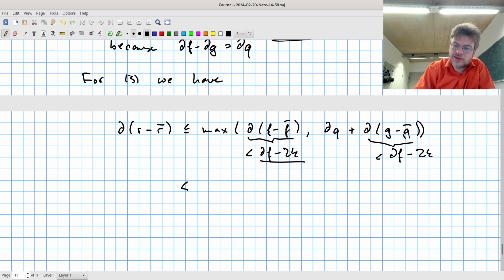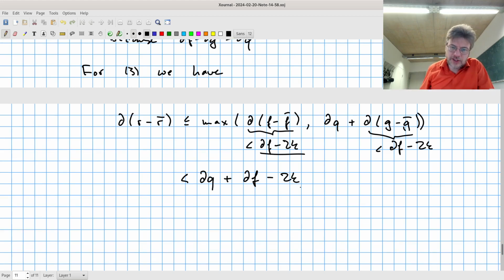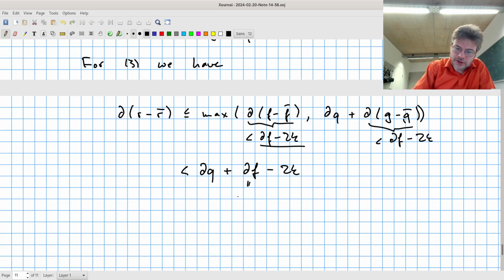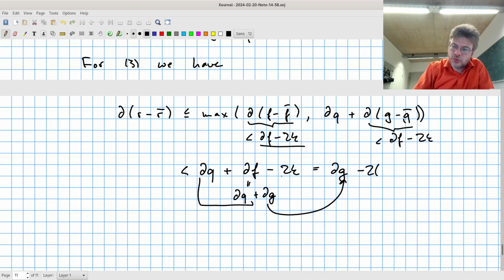So altogether this is less than the degree of Q plus the degree of F minus 2k. And what is the degree of F? The degree of F, you can say, is the degree of Q plus the degree of G, because Q is the quotient of the division of F by G. So we can combine those two and find that this is the degree of G minus 2 times K minus degree Q.